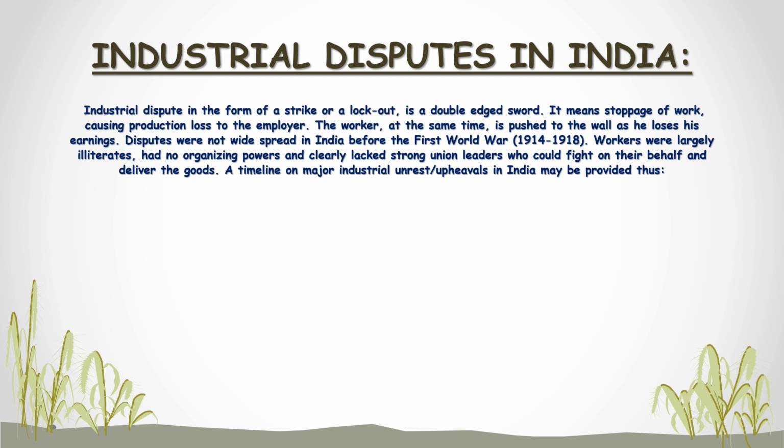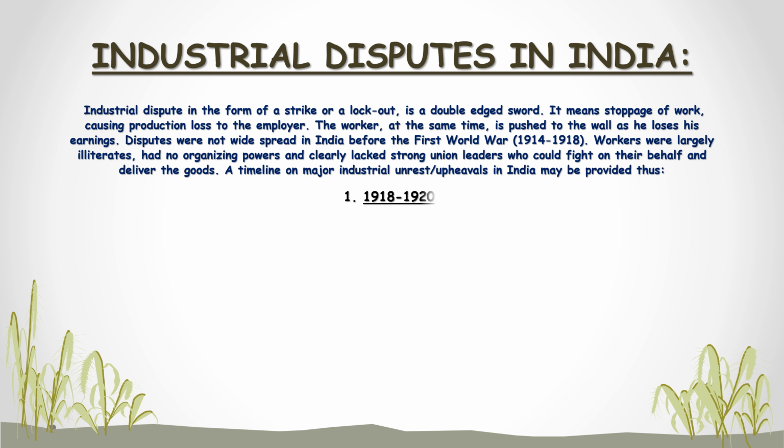Disputes were not widespread in India before the First World War, 1914 to 1918. Workers were largely illiterate, had no organizing powers, and clearly lacked strong union leaders who could fight on their behalf and deliver the goods. A timeline on major industrial unrest and upheavals in India may be provided thus.